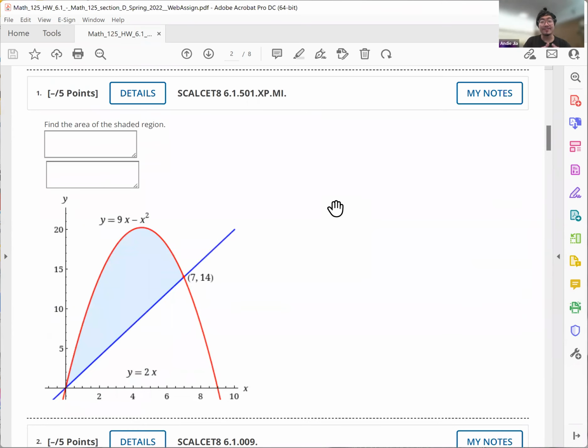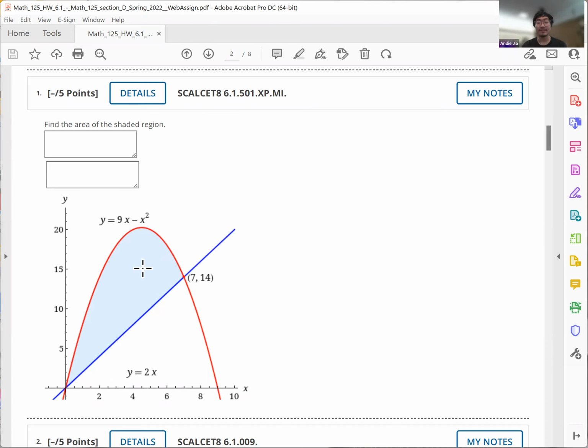So, area between curves. Whenever you see a question in this section, we're talking about the area between two curves, not one curve. Area under one curve is just a definite integral. Now we are finding the area bounded by two curves, and to make the area positive, we have to make sure it's the top curve minus the bottom curve.